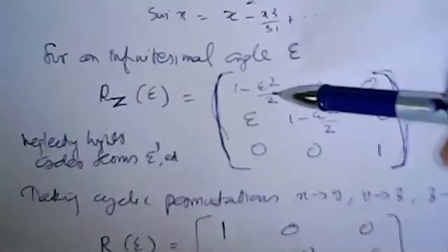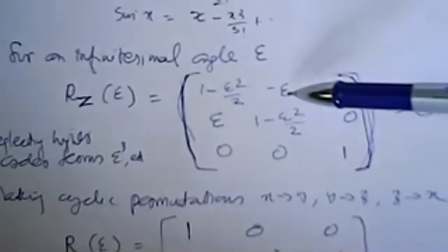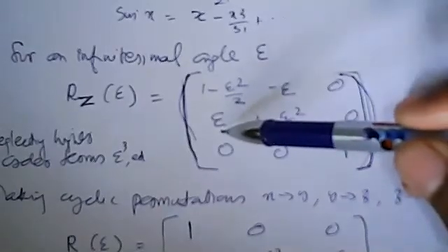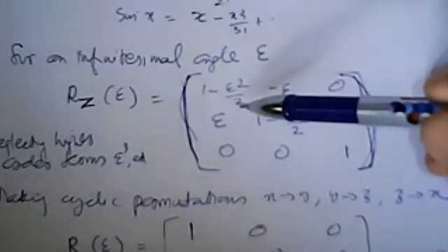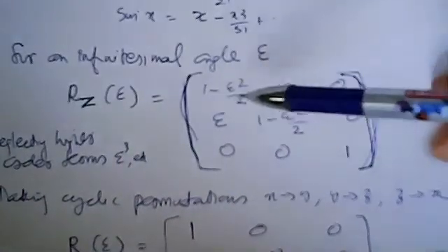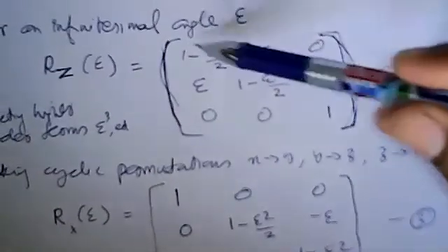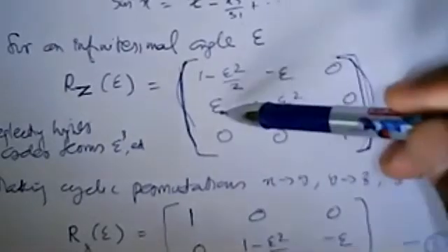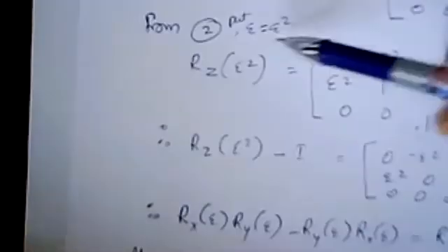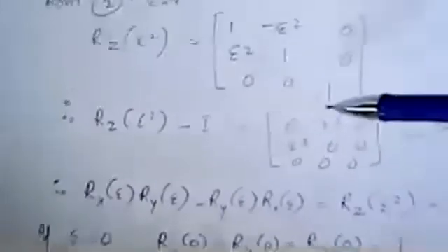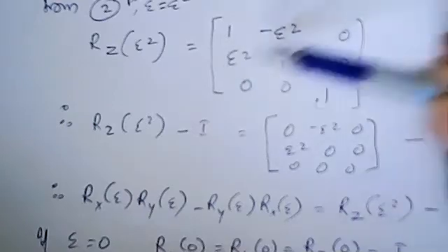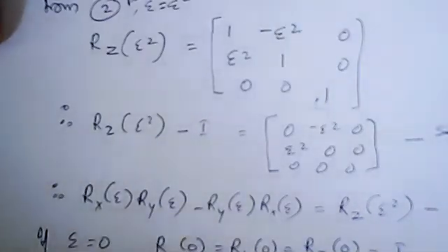Then what happens? This epsilon becomes epsilon square, minus epsilon square, and here it becomes epsilon to the power of 4 by 2. So you neglect that. That becomes 1, 1 minus epsilon to the power of 4 by 2, so epsilon to the power of 4 you can neglect. So 1, 1, 1, all the diagonals are 1. Here epsilon minus epsilon square and here epsilon square. That is the Z matrix. So if you substitute epsilon equal to epsilon square, then R at epsilon square becomes like this. The diagonal elements are 1, and the off-diagonal elements become epsilon square and minus epsilon square.